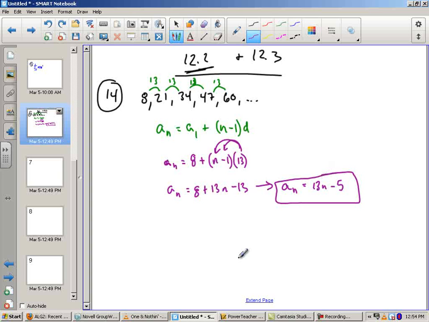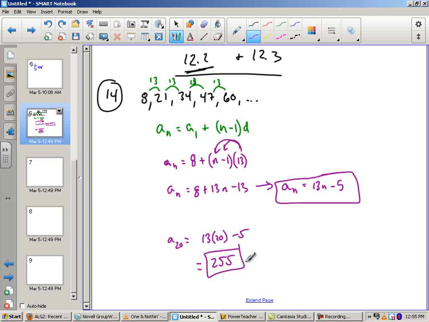Now I want to know what the 20th term is. So I'm going to say, what is a_20? Well, it would be 13 times 20 minus 5. Just throw that in the calculator, and I will get 255. And there's my second answer.